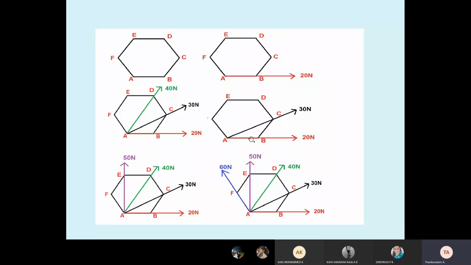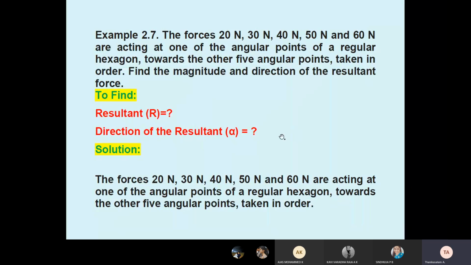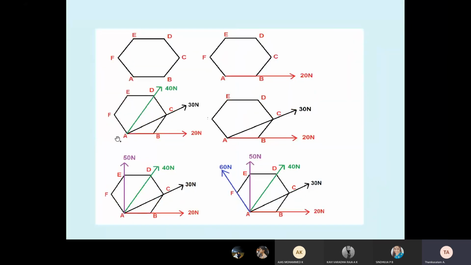Second force 30 Newton, it goes A to C. Third force 40 Newton, A to D. Then 50 Newton, A to E. Then 60 Newton, A to F. See, they plainly gave the statement, but we made this diagram for our understanding. The book itself did not mention all these things, so I made this one to help understand the last diagram.